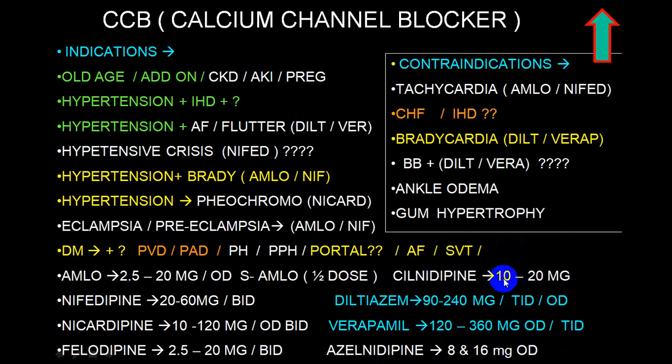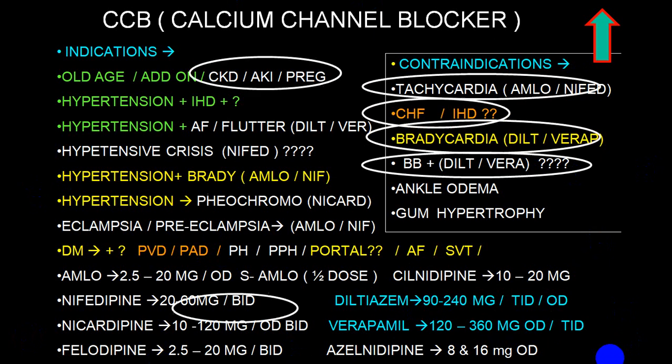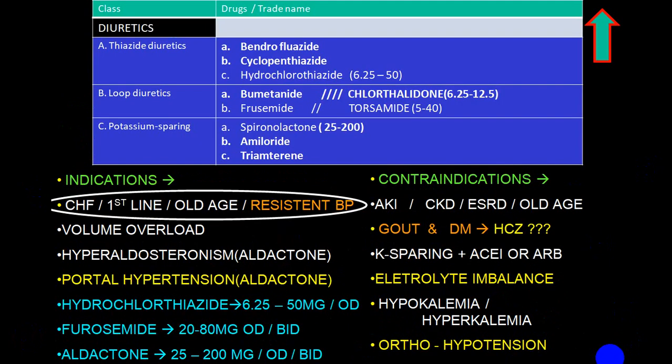So in that particular group, now azelnidipine dose is 8 milligram to maximum 16 milligram OD dose, and cilnidipine is from 10 milligram to 20 milligram. Even sometimes we go up to 40 milligram. So these are all the conditions where CCB is utilized, indications and contraindications.